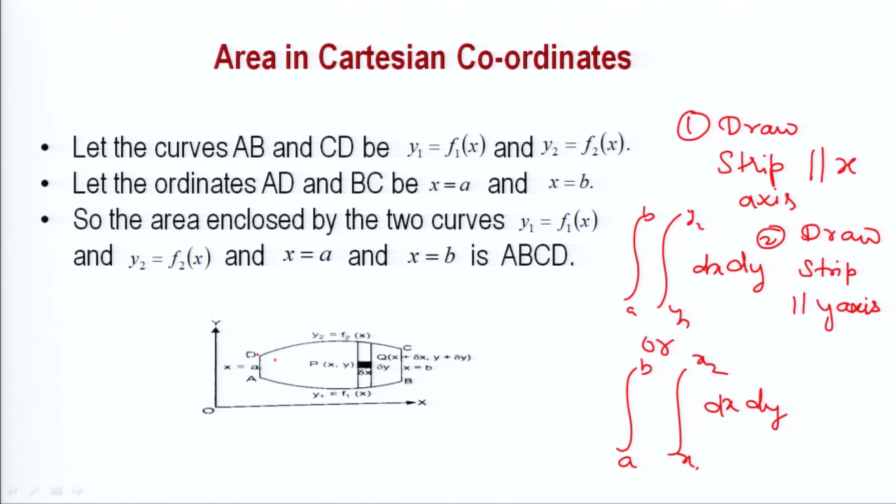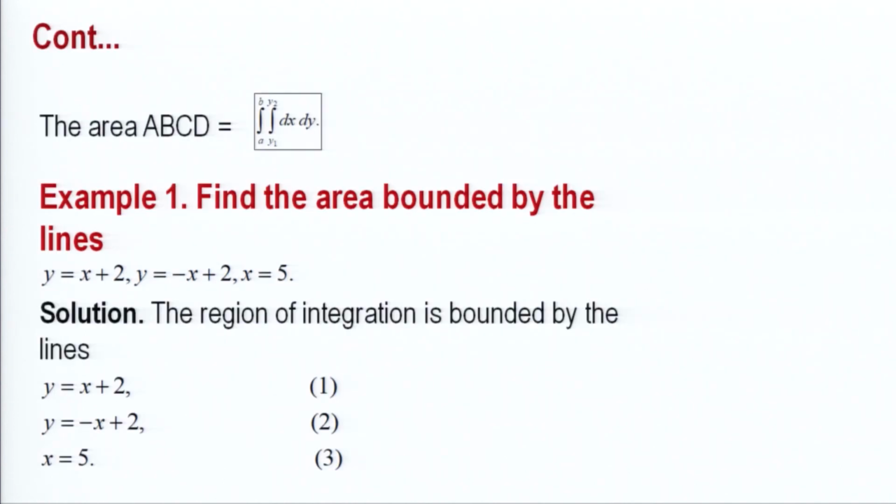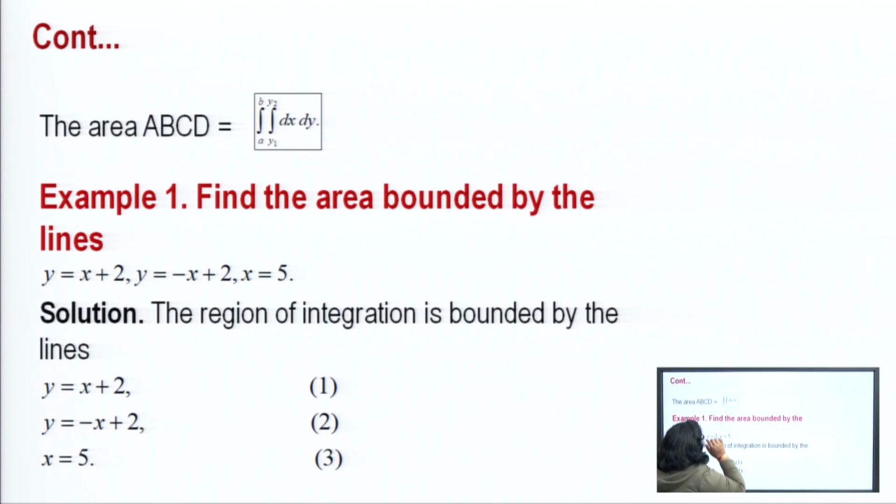We want to find the area of this enclosed curve. For finding this, we draw the strip parallel to the y axis. This is a strip parallel to the y axis, and we find the limit of y in the form of function of x. You can see that the strip starts here and goes to here. The lower limit is y1, upper limit is y2, and x goes from a to b. So, formula can be written as integration a to b, y1 to y2, dy dx.